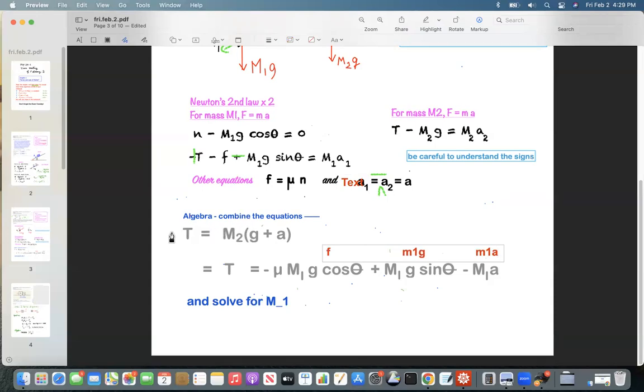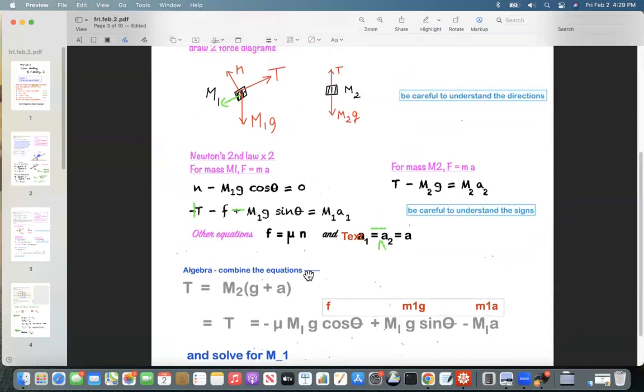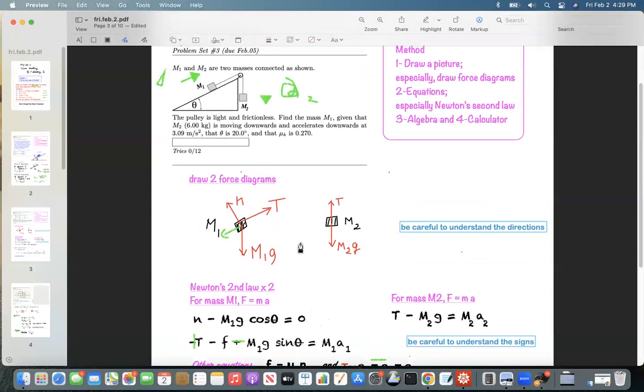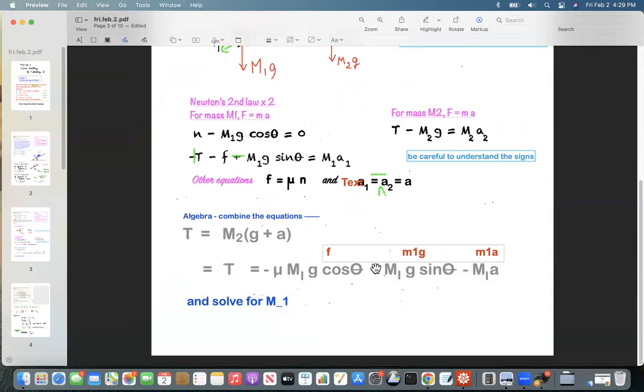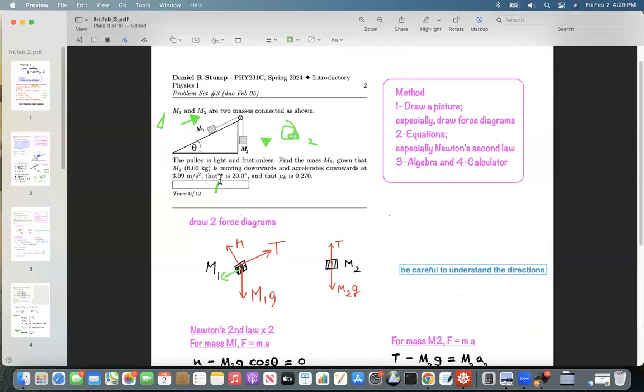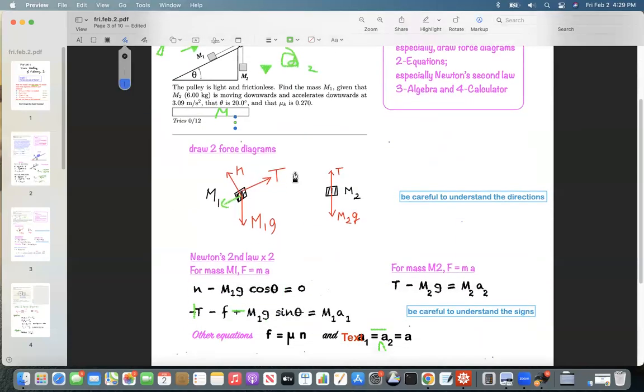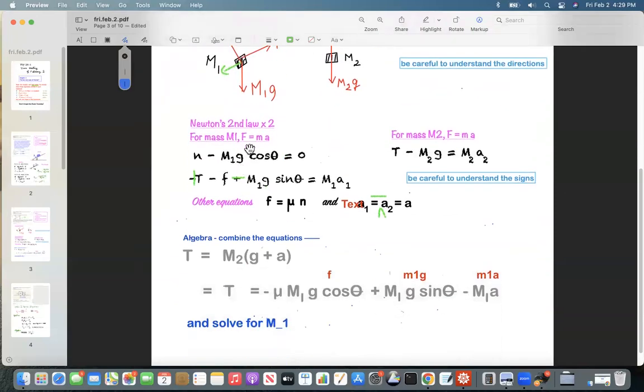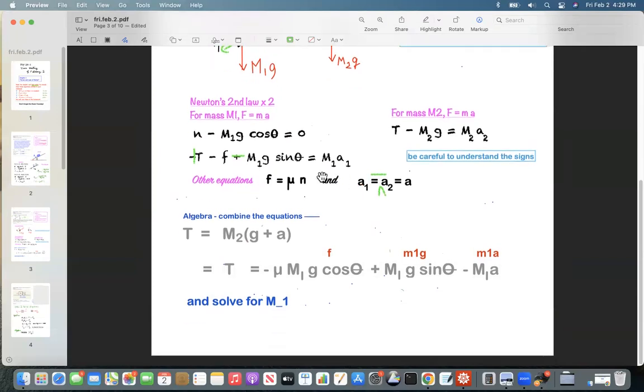Now you see I have T equals T. So I have this equation equals this equation. The only unknown in this equation is M1. So now I can solve for M1. Everything else is given in the statement of the problem. So I can solve for M1, and that's what goes in the box here. Well, I didn't get all the signs right here, so you have to be careful. Figure it out yourself very accurately, which are the correct signs. But this is the method.